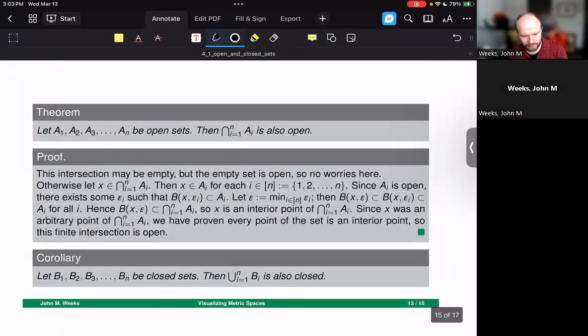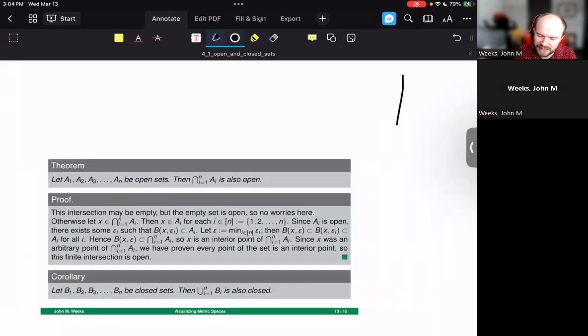Here's another interesting theorem, which is that intersections of open sets are automatically open. This intersection may be empty, but the empty set is open, so we don't have any worries there. Otherwise, we're saying that if you take a bunch of open sets in your picture, and they have some intersection, then that intersection is open. Notice that this is that finite collection we were talking about. Notice that the notion for union here is automatic for interior points, because if you're contained within one set, that's there.